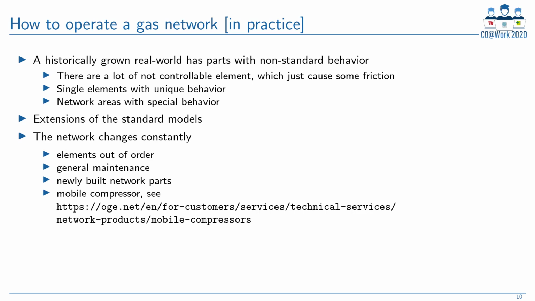From time to time, also expansions or reconstructions can happen, which may introduce new element types and change the current network structure. On top of that, our project partner has a mobile compressor, which they use for maintenance or network repair operations. If you want to find out more about this topic, you can have a look at the linked webpage. Because of this, a single compressor may appear somewhere in the network from time to time. All of these points make a search for structural properties of the network, which you can then exploit in your solution routine, extremely challenging.